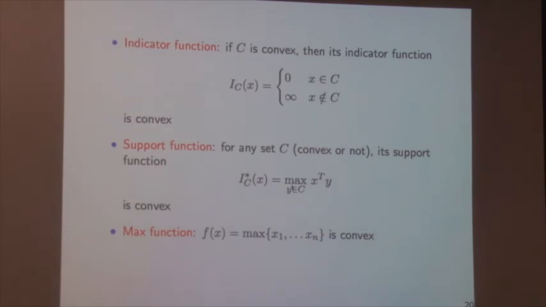So the support function is defined as the maximal inner product with the point x over all points y in some set. So the support function of C at a point x is the maximum value of y transpose x for all y in the set. That's always a convex function, even if C was non-convex. The max function is always convex, another important one to know. If I take the maximum of, say, the components of some vector x, it's a convex function.